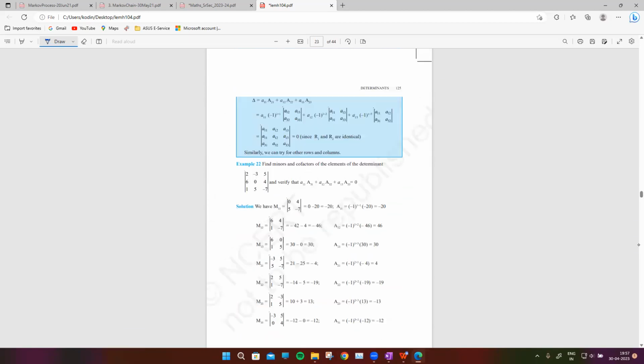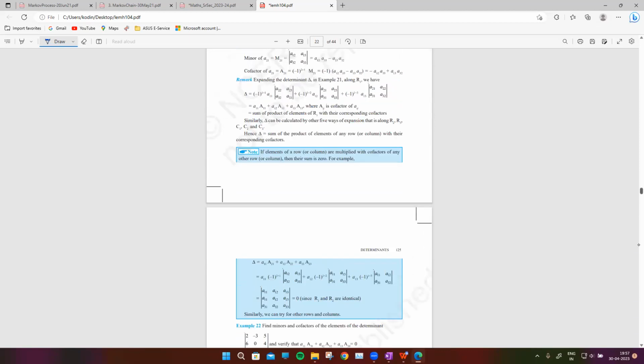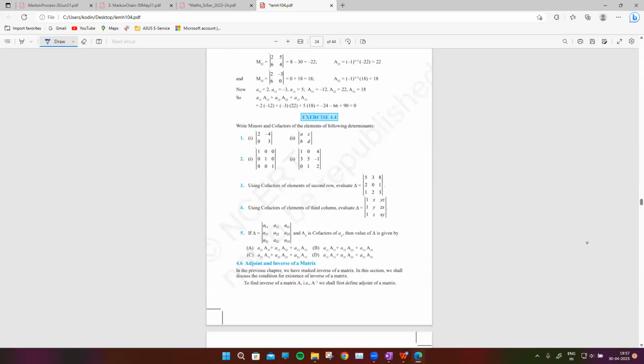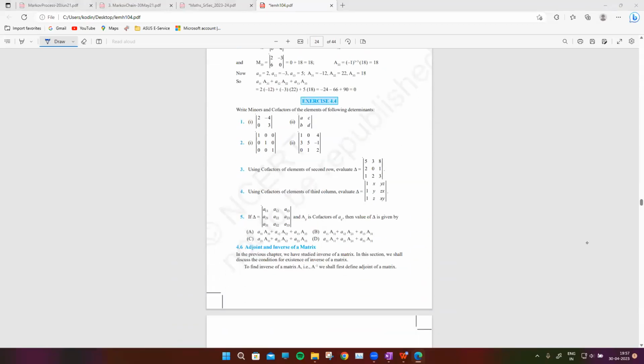Then after this, we will be moving on to some properties which are based on minors and cofactors only. After that, we will be moving on to adjoint and inverse of a matrix. So in the next class, we will also be covering adjoint and inverse of a matrix along with minors and cofactors. Right?